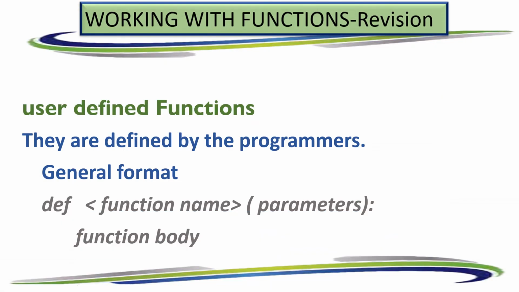Now we come to user-defined functions. These are customized for the users. These are defined by the programmers. So we have a general format for writing the function. We have to start with the keyword def. After writing def, we have to write the function name and we have to put the round brackets. Inside the round brackets, if we need, we can pass the parameters or we can leave it without parameters also. And in the end of this we should put a colon.